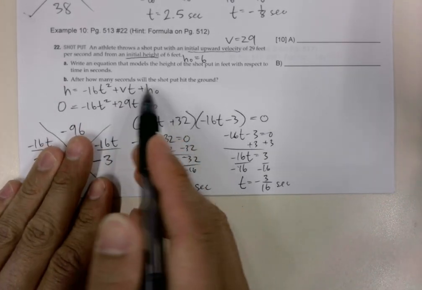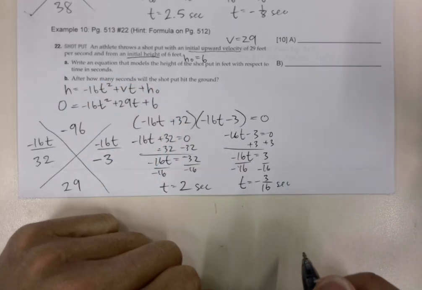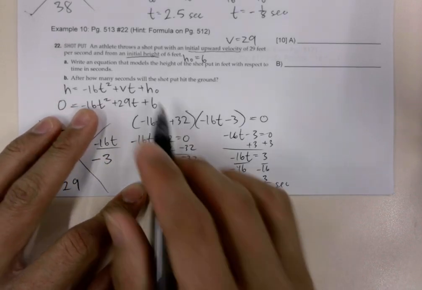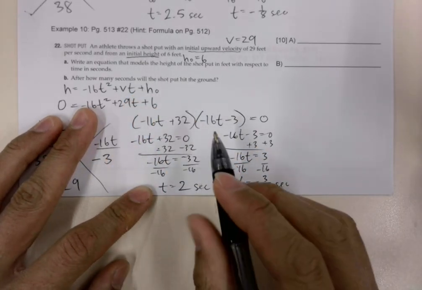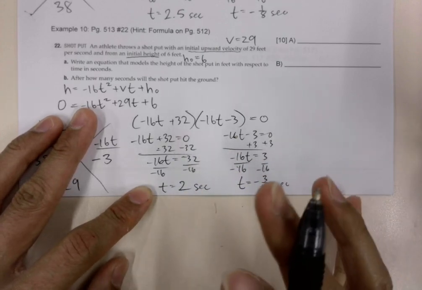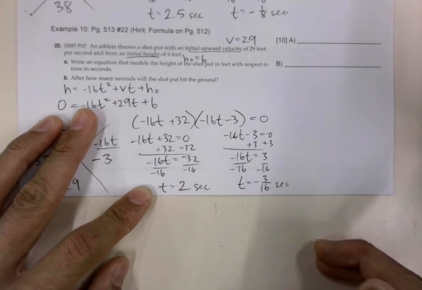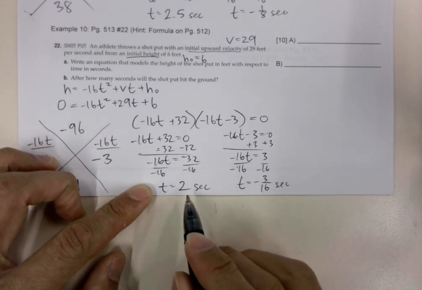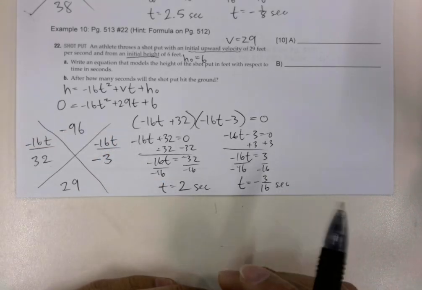But now we need to look at the context of the question and see which one is going to be the right answer. So can t be negative? Right? Well, in this problem, the athlete is throwing the shot put. That's t equals 0. Right? Time is 0 when he's still holding the shot put. He throws it, and time is increasing. Right? When it hits the ground, time is going to be a positive number, which is why the only reasonable answer is t is equal to 2 seconds, not the negative value of t.